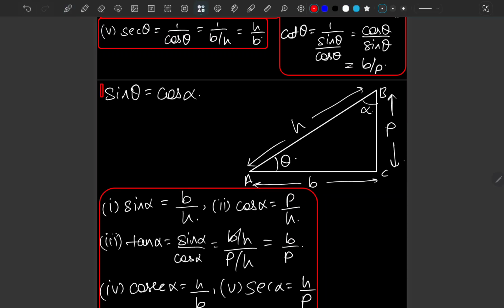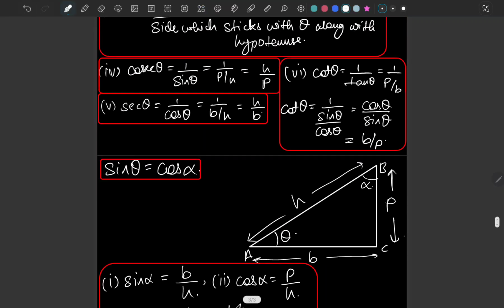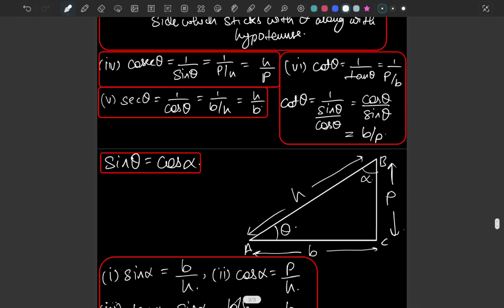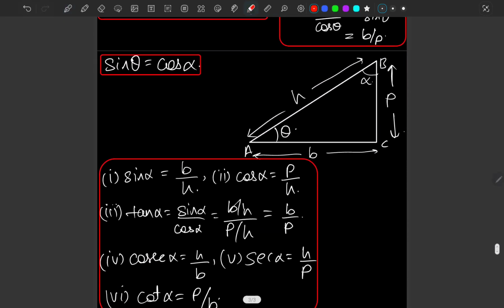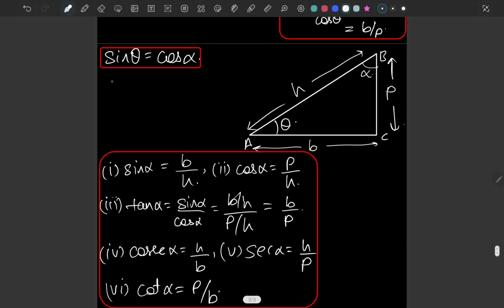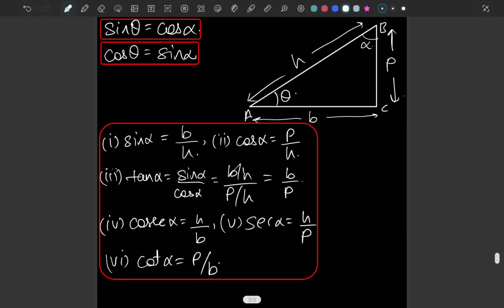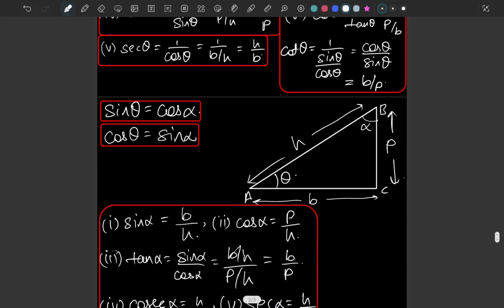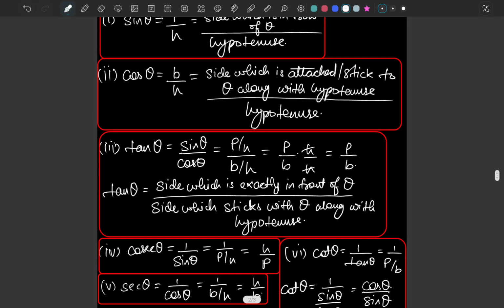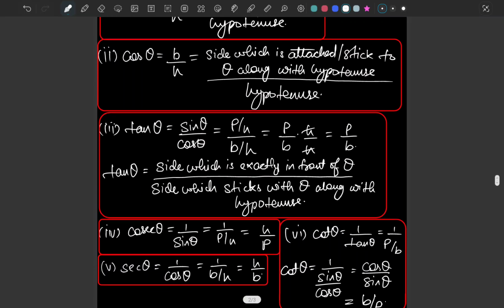Whoa, isn't that amazing? Just take a look at their ratios. And if we talk about cosine theta, it's b over h, and it is the same as sine alpha. So here cosine theta equals sine alpha. Wow. And you need to remember that for some basic questions. That's really cool. You can just play around with those things.